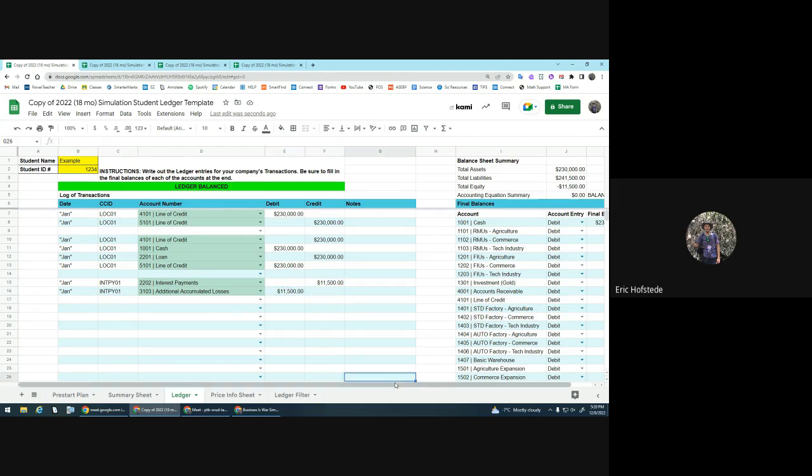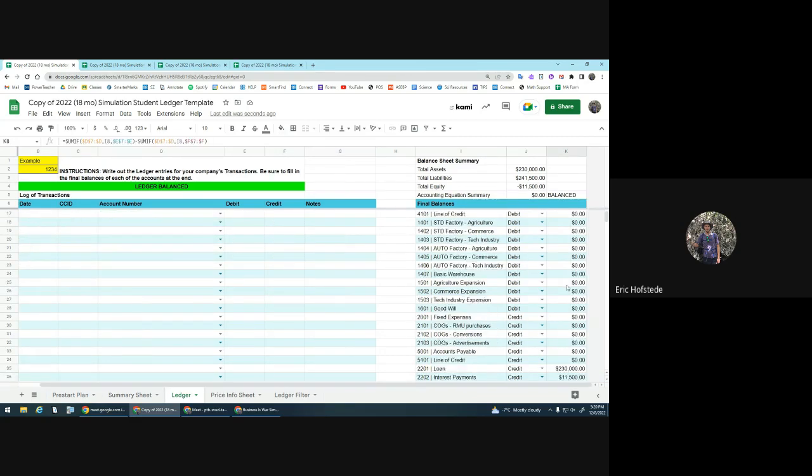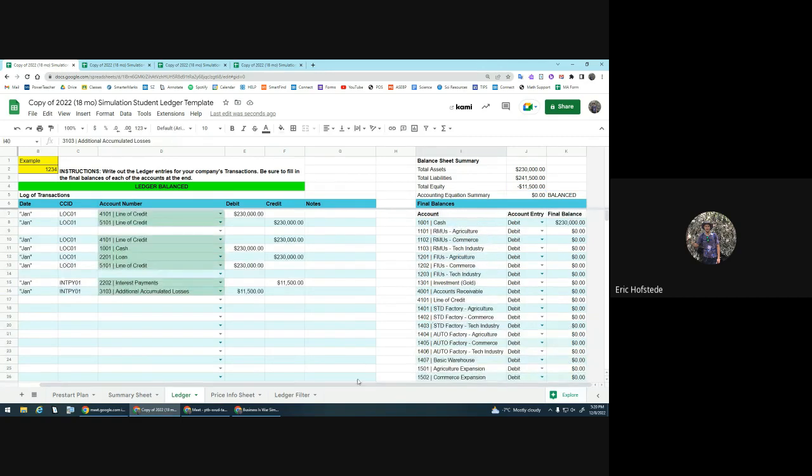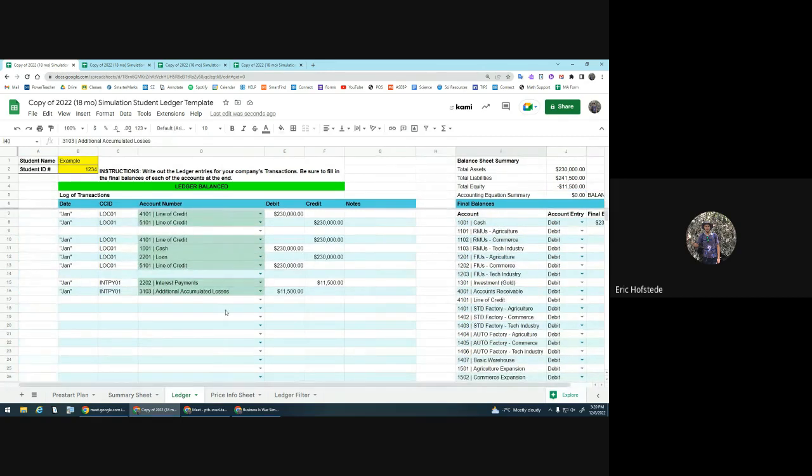But you'll notice when I take a look at my chart of accounts here, I now have negative equity. My total equity is negative. So not off to a great start, but that's okay. I haven't actually started. This is just me taking out my loan.